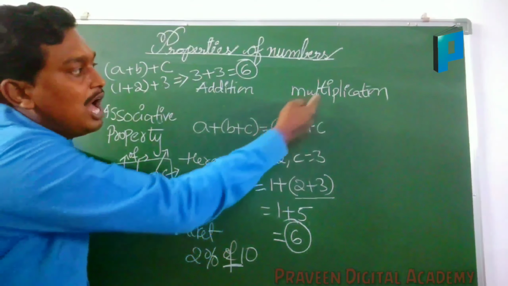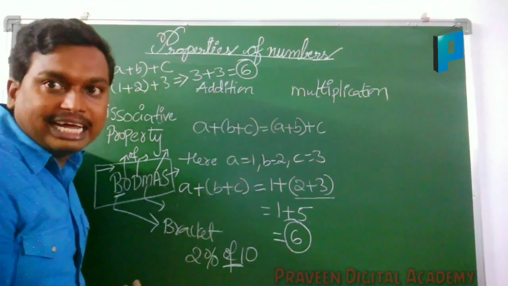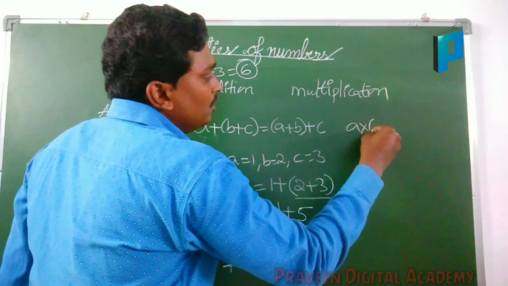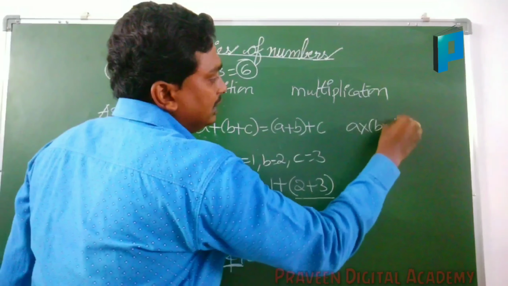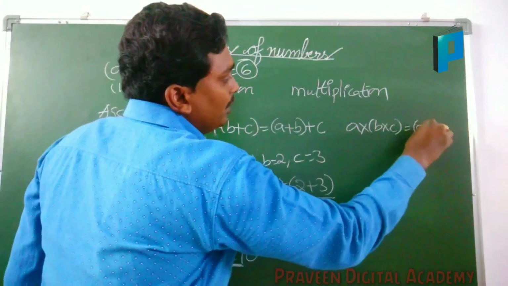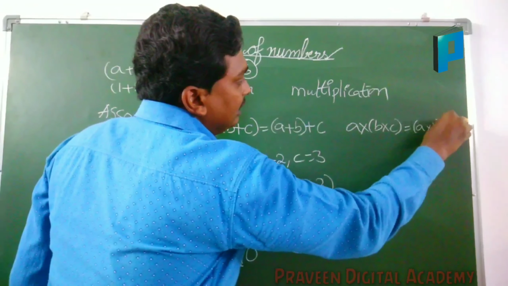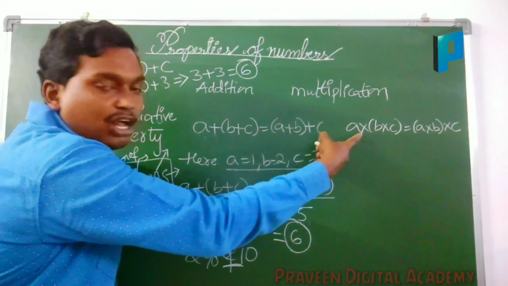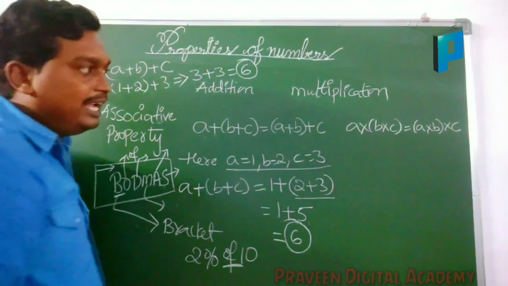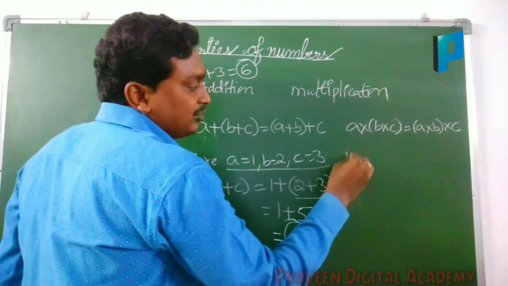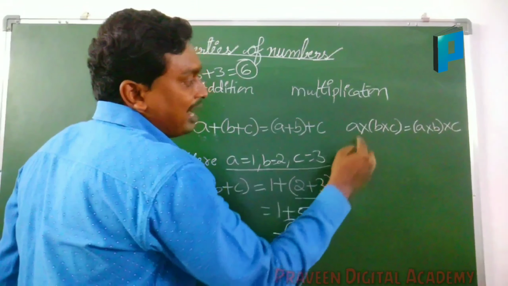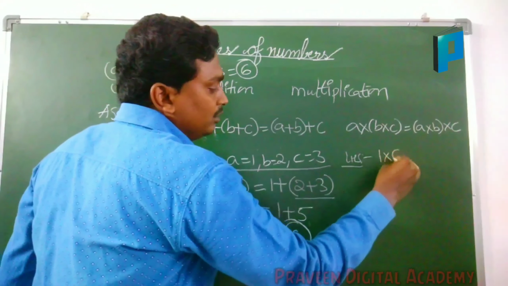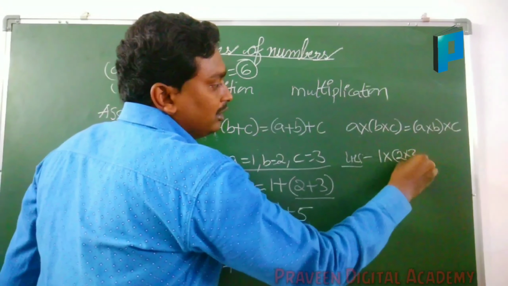Now let us go for the associative property under multiplication. Here, (A into B) into C is equal to A into (B into C). I will take the same values here also in the multiplication. Let me take the LHS first. What is the LHS here? I am having A into B into C. A is what? 1 into 2 into 3.